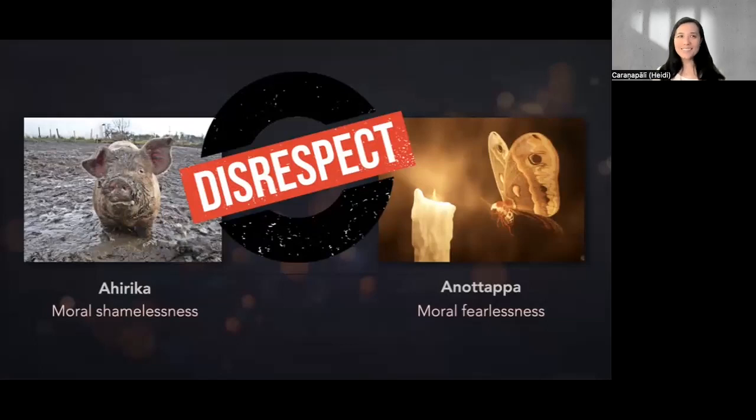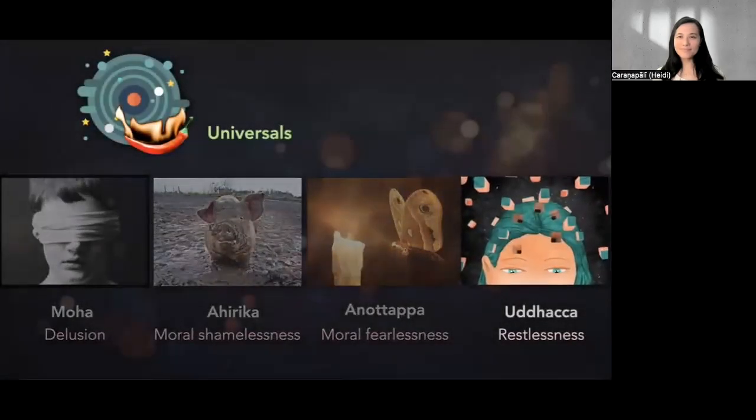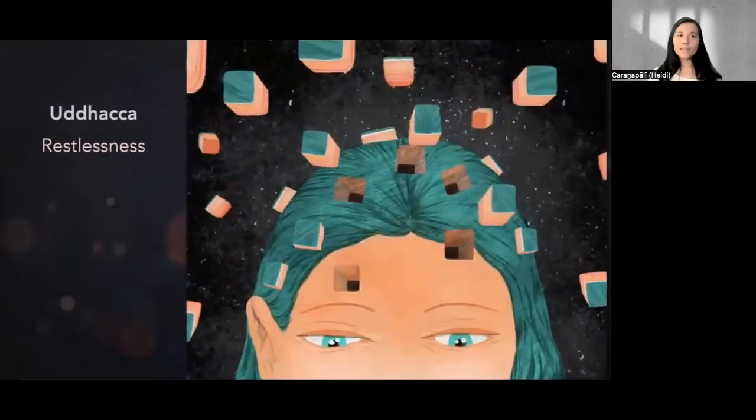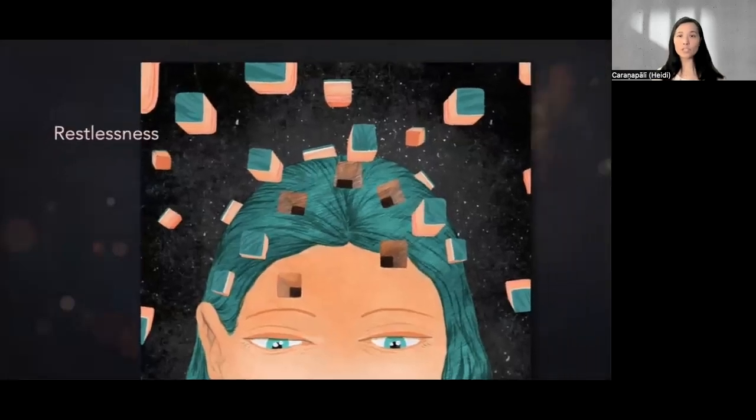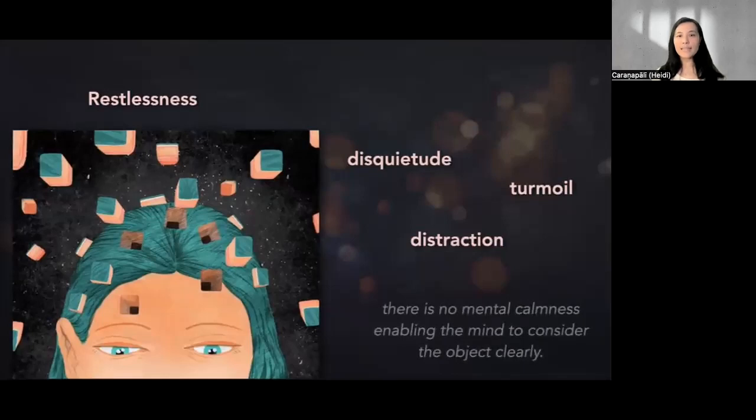All right. Anyway, so let's continue with the next cetasika. Uddhacca, restlessness. Now, this restlessness accompanies all kinds of akusala cetasikas. It does not let the mind be calm and peaceful. It is described as the disquietude, distraction, or even turmoil of the mind. So there is no mental calmness enabling the mind to consider the object clearly.